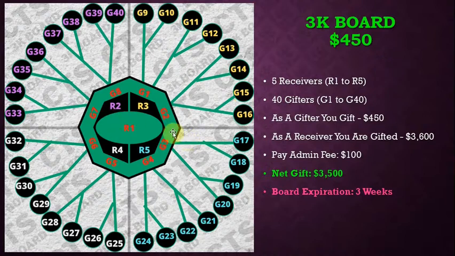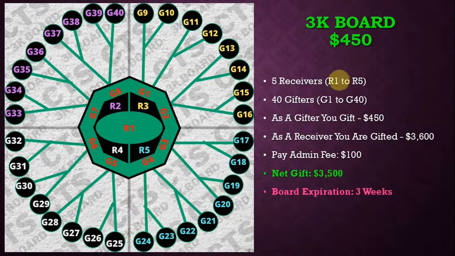So you pay the admin fee of $100, and the net gift is $3,500 in hand. So if the gift in total is $3,600, when you minus the admin fee of $100, and if you choose to take back out, say you want to put back in your pocket the $450 that you originally gifted, you still have over $3,000 in hand, right? And we designed it that way for a reason, so you could still have at least $3,000 in hand.